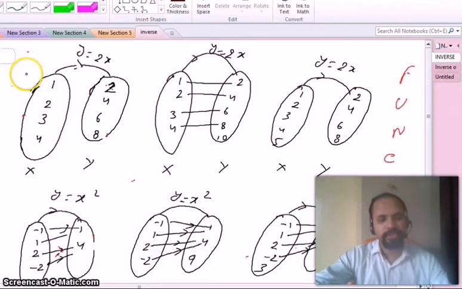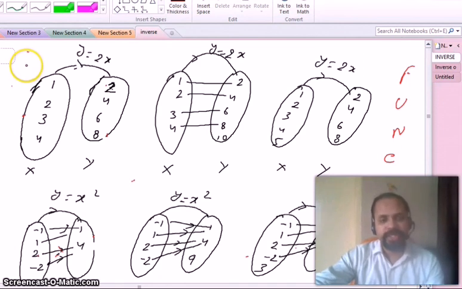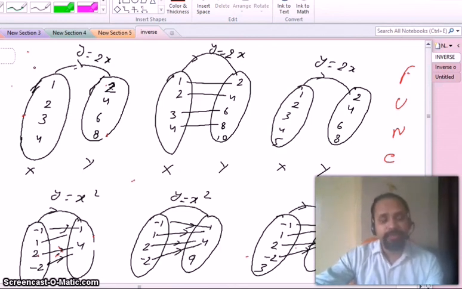Hello, my dear students. Today we'll start inverse trigonometric functions. But before inverse trigonometric functions, we have to know the basic condition of functions and the definition of inverse function. So let us start first with functions. What is a function? The basic definition of a function is: for every input there must be a unique output.